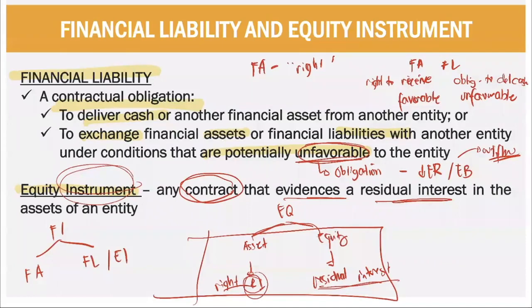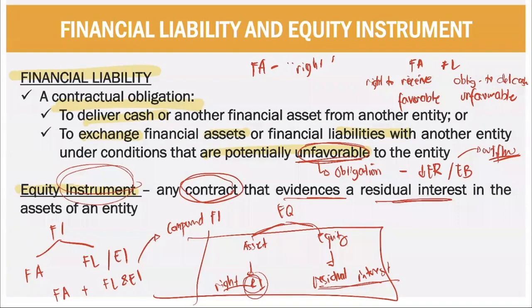Now, if it is a financial asset plus a financial liability and equity instrument, we call this a compound financial instrument. And how do we define a financial asset? We define it by giving different examples or an enumeration of financial assets, such as cash, receivables, and equity investments. Next, your financial liability creates an obligation to deliver cash or to exchange, which is potentially unfavorable. And lastly, we have your equity instrument, which evidences a residual interest.